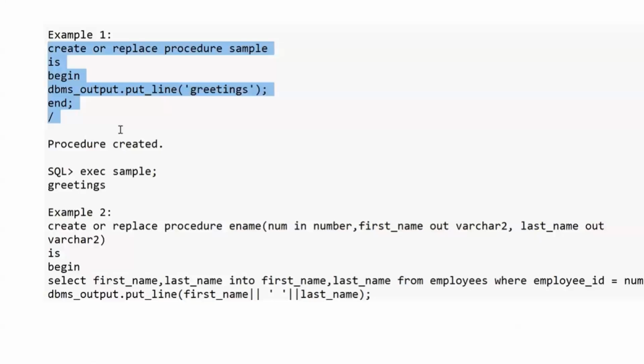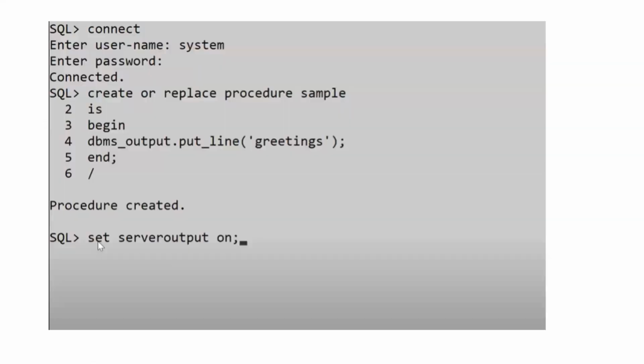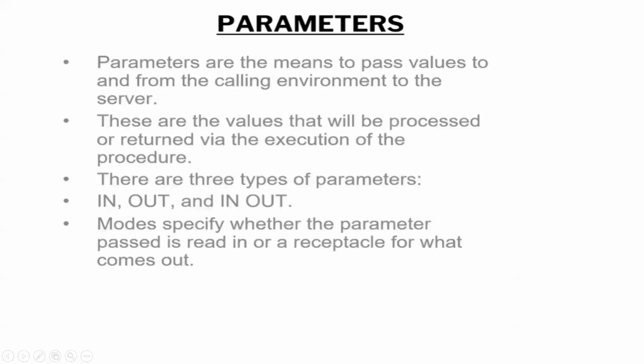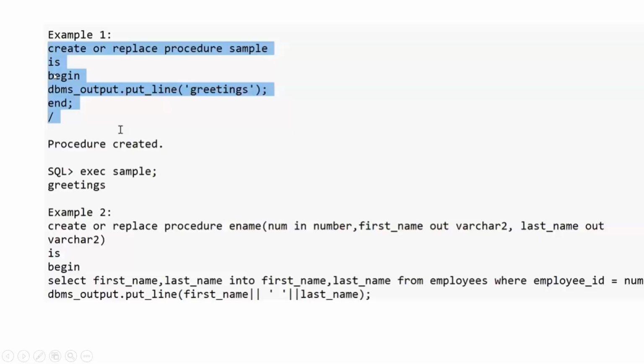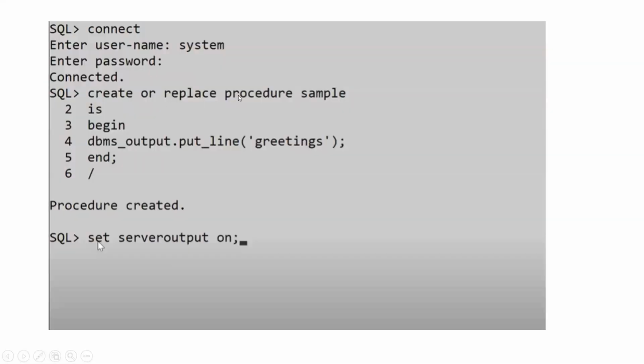Now we can see a program here. This is the first program. CREATE OR REPLACE is the keyword used here: create or replace procedure, procedure name, list of parameters. Here we have CREATE OR REPLACE PROCEDURE sample, which displays a content. Here there are no procedure parameters.